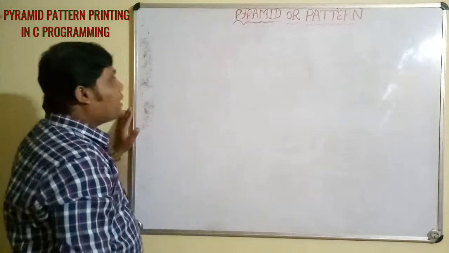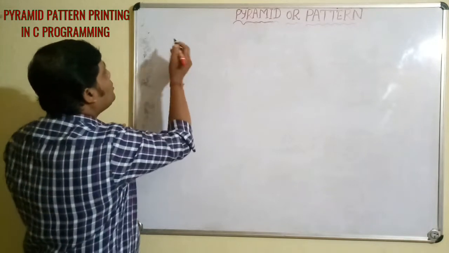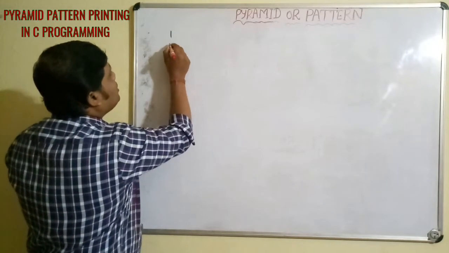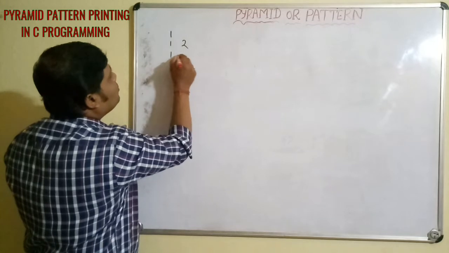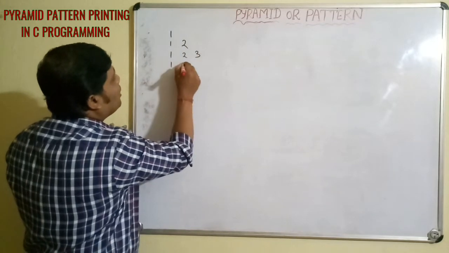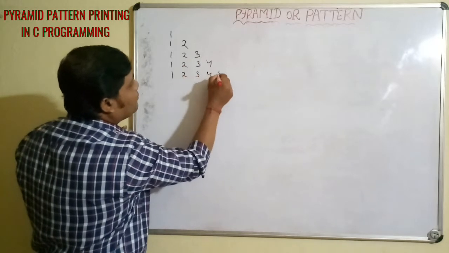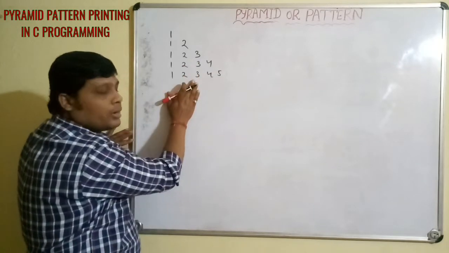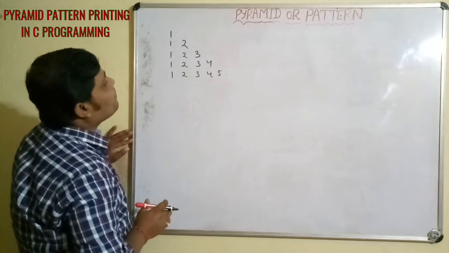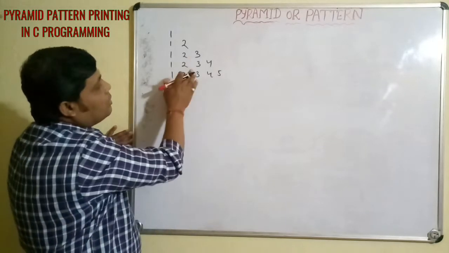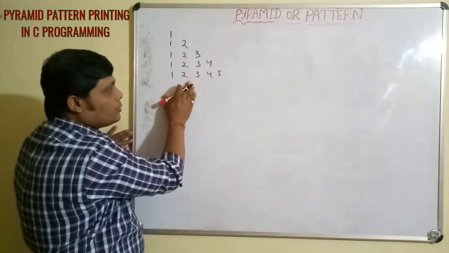Let us start with a very simple pattern. Just see: 1, 1 2, 1 2 3, 1 2 3 4, 1 2 3 4 5. This is a very simple pattern. You can see here there are 5 lines.